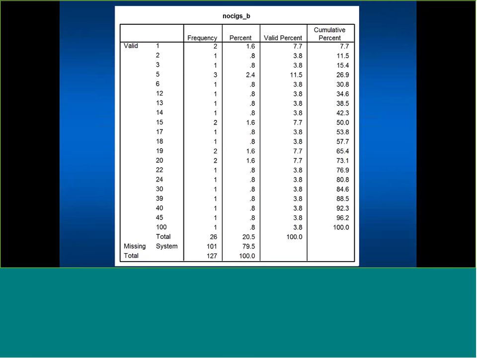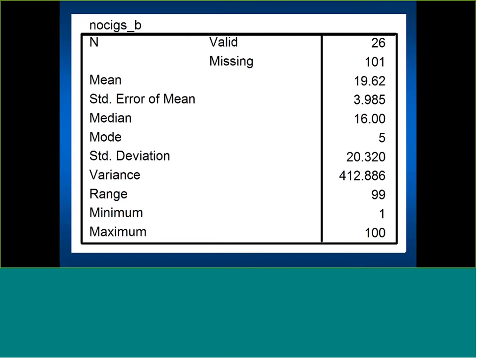And if I ask them how many cigarettes they're smoking, I see here that it ranges from 1 to 100 a day. And again, that's for my 26 smokers. What I'm missing are all the people that don't smoke. And then I can see how the distribution is. And then from there, I can calculate some descriptive statistics on those 26 people.